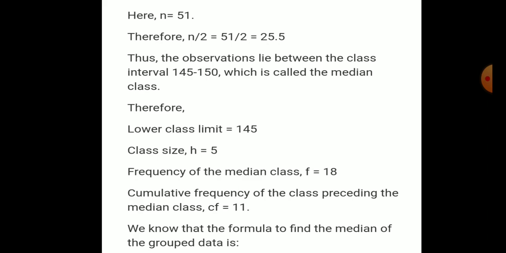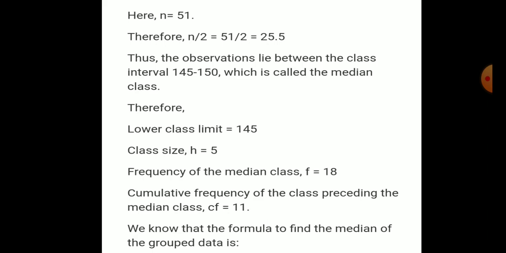Thus, the observations lie between the class interval 145 to 150, which is called the median class. So therefore, the lower class limit is 145. The class size is 5. Frequency of the median class is 18, and the cumulative frequency of the class preceding the median class is 11.